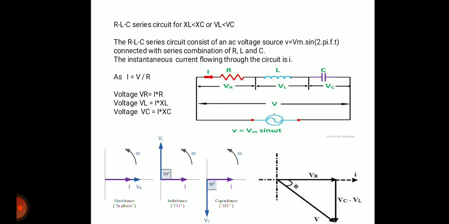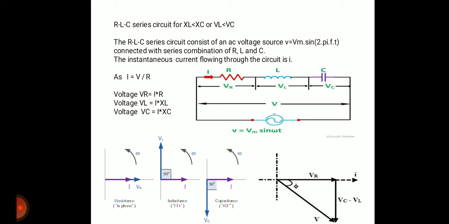So in this lecture, we are going to study the same circuit for the given condition XL is less than XC, or the inductive reactance XL is less than the capacitive reactance XC, or we can say that VL, the voltage across the inductor, is less than the voltage across the capacitor VC. So VL is less than VC.